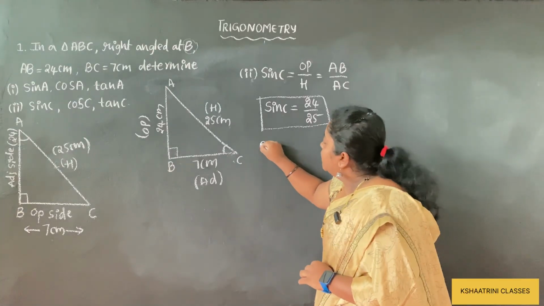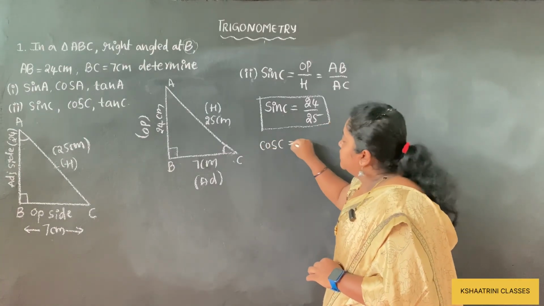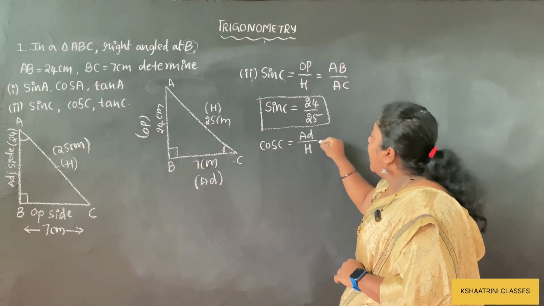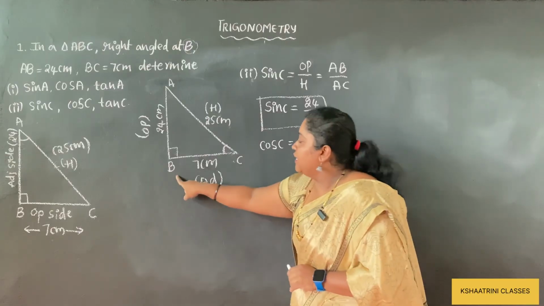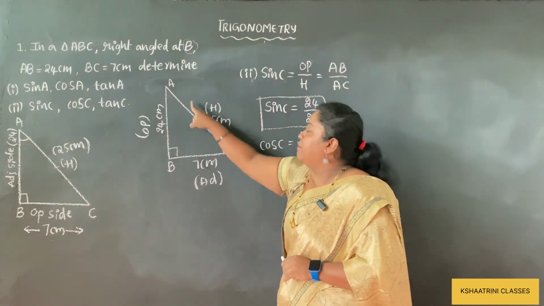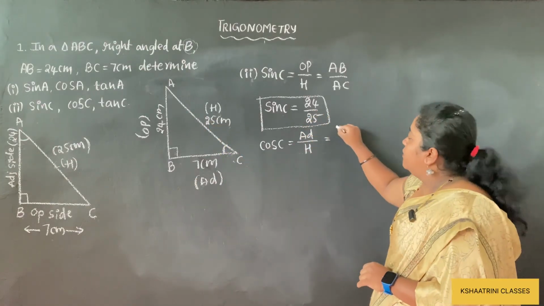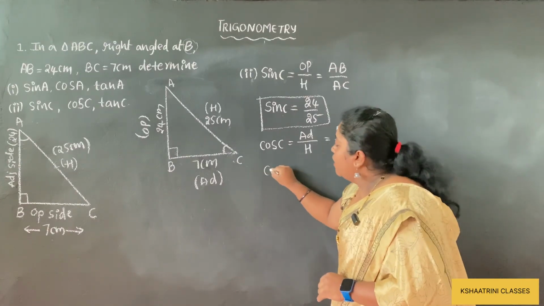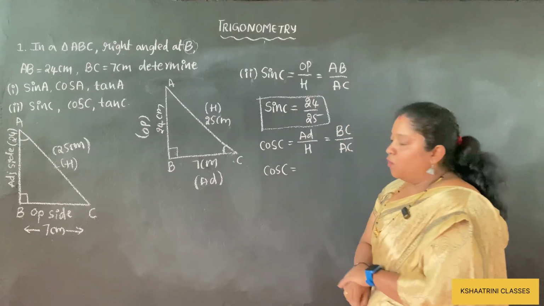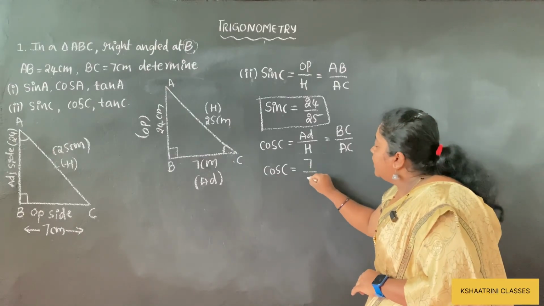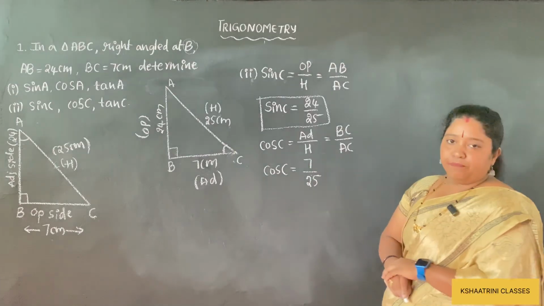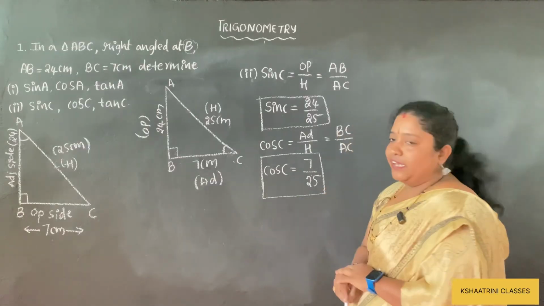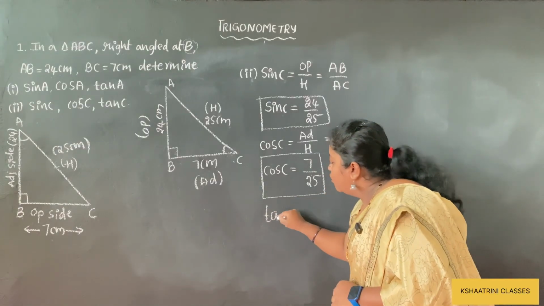Now we'll write cos C. The formula is adjacent divided by hypotenuse. See here, adjacent is BC and hypotenuse is AC. So I'll be writing here BC divided by AC, where cos C is equal to 7 divided by 25. So this is the needed information for cos C.